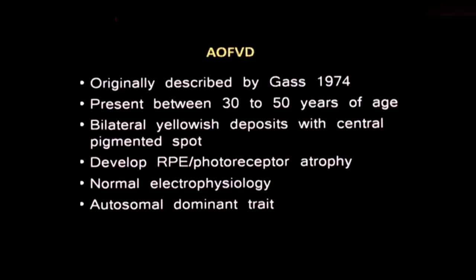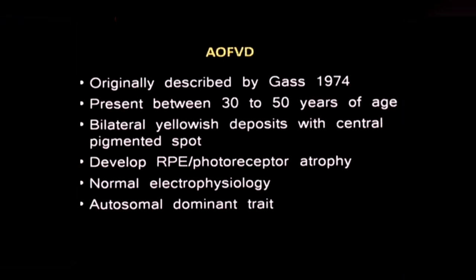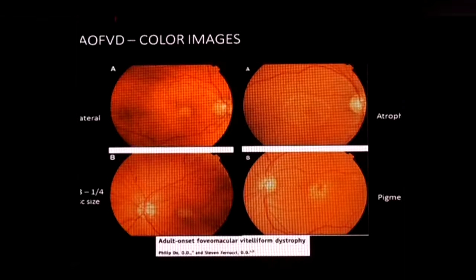Now, AOFVD was described almost 40 years ago by Gass, and in his description in 1974, he described the demographics as a patient between 30 to 50 years of age, with bilateral yellow lesions, who then later go on to develop RPE and photoreceptor atrophy, but they do have normal electrophysiology and an autosomal dominant trait. Now, this was his initial description. So let us look at the imaging findings.